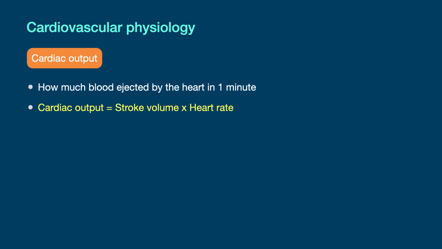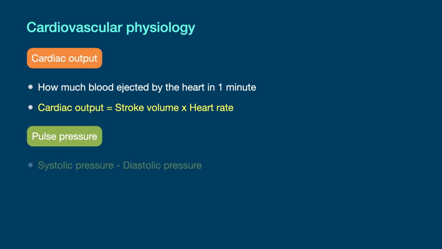Cardiac output. The cardiac output measures how much blood is ejected by the heart in 1 minute. Cardiac output equals the stroke volume, which is the volume pumped in each beat, times the heart rate. Pulse pressure. This is the difference between the systolic and the diastolic pressure.